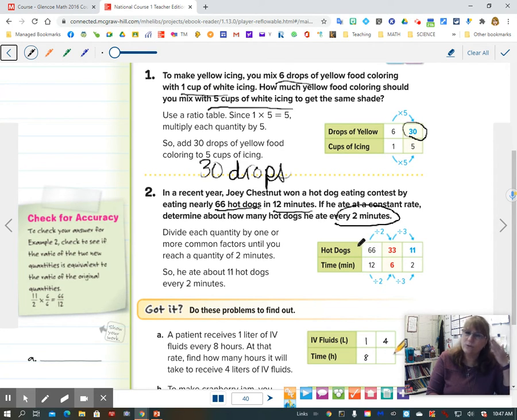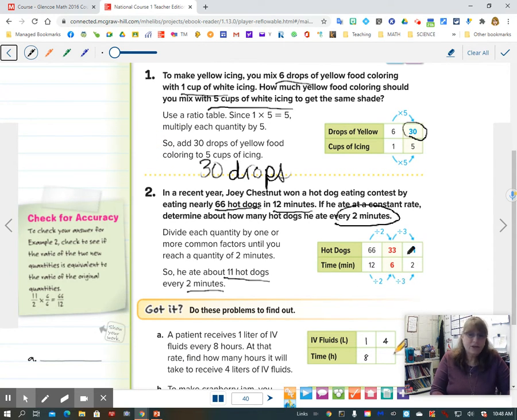So you can kind of do it more mentally that way. So if we have 66 hot dogs and 12 minutes, if we divide that by 2, we get 33 hot dogs in 6 minutes. And then we can divide that by 3 and get 11 hot dogs in 2 minutes. So he ate about 11 hot dogs every 2 minutes.